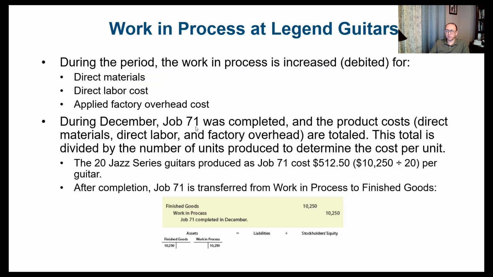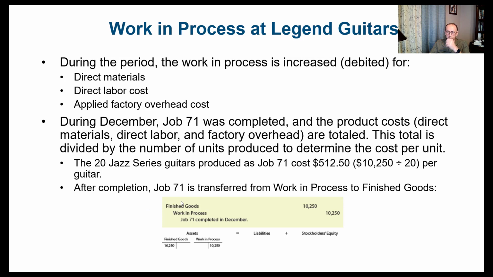So during December, Job 71 was completed, and the product cost, which includes direct material, direct labor, and factory overhead, are totaled. This total is divided by the number of units produced to determine the cost per unit. And this is what I was doing with you. So we took the 10,250, we divided by 20 guitars, and that was $512.50.